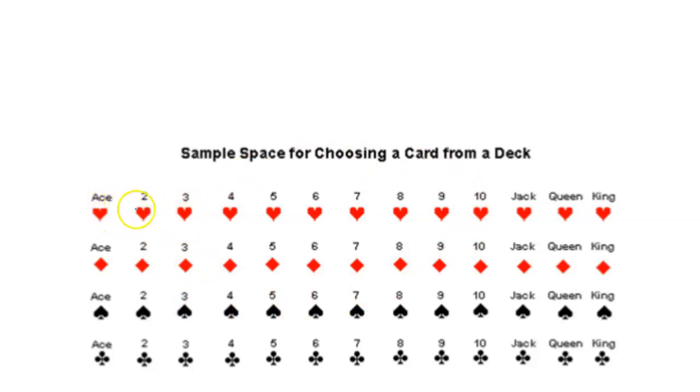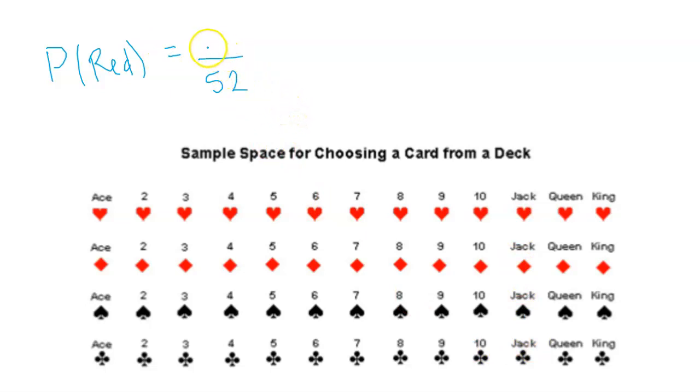Notice that the hearts and the diamonds are both red, and the clubs and clovers are both black. Okay, so you may be asked something like, what is the probability that I get a red card if I were to draw one out of this deck? So there are 13 cards in each suit. Each of these is called a suit. And altogether, there are 52 cards in the deck.